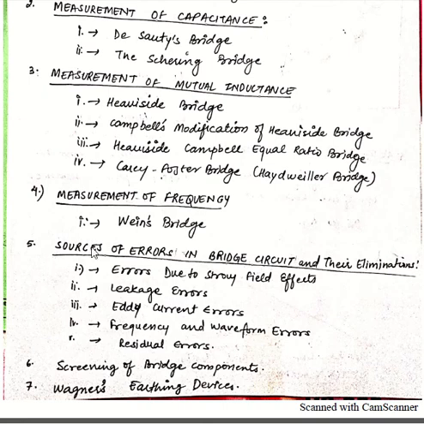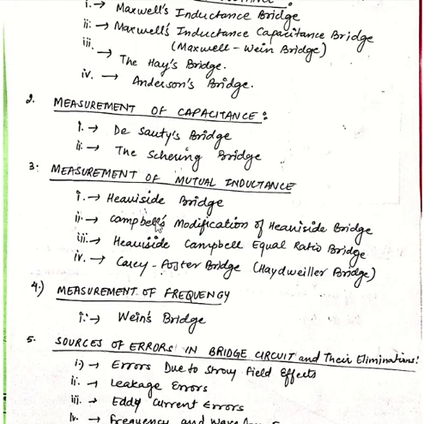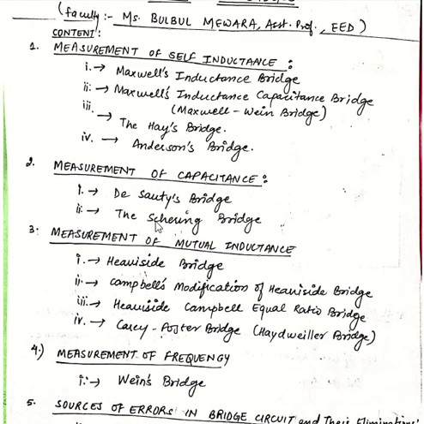Then we'll learn about sources of errors in bridge circuits and their elimination. Basically, there are five kinds of errors: errors due to stray field effects, leakage errors, eddy current errors, frequency and waveform errors, and residual errors. Then screening of bridge components, and at last Wagner's earthing devices. These are the contents of our chapter AC bridges.